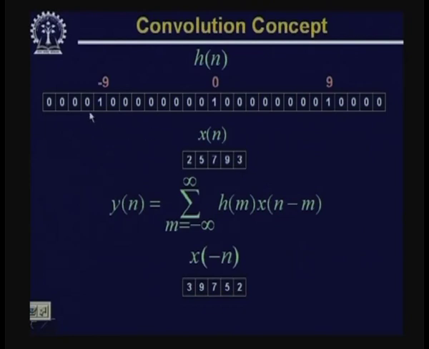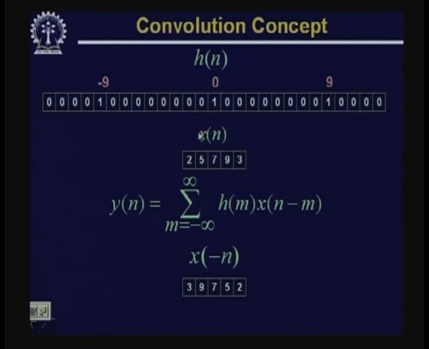You find that this h[n] is actually nothing but a comb function, where the delta functions are such that we have the value of h[n] equal to 1 at n equal to 0, equal to 1 at n equal to minus 9, and equal to 1 at n equal to plus 9, and this thing repeats. So, this is nothing but a representation of a comb function.